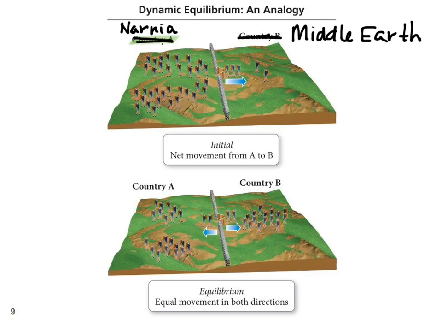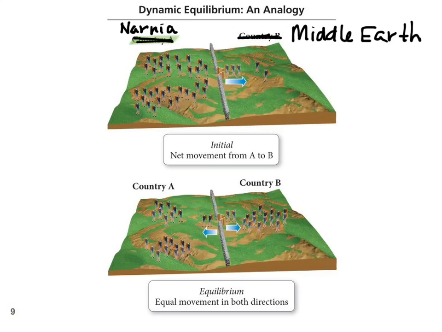Does that mean there's equal numbers of people in each country? No. If Narnia is a more pleasant place to live for whatever reason, maybe it's just geographically beautiful, or maybe the tax laws are better, or, who knows? Climate is nicer. Then there will be more people in Narnia than in Middle Earth, just because it's more desirable. But there will be equal amounts of people at equal rates moving back and forth, because people are always unsatisfied, aren't they? They're like, there's got to be something better.